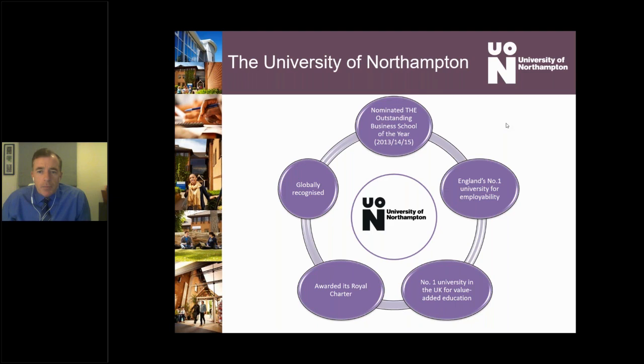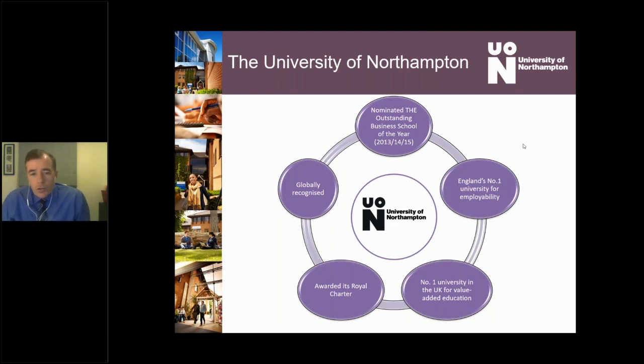It's also recently been England's #1 university for employability. What that means is it's a percentage of students who graduate the university who either go into employment or into further study. And that percentage has been the highest of any other UK university recently. And it's a good measure of how employers value the degrees from Northampton. It's also recently been the #1 university in the UK for value-added education. That's a measure of teaching quality.